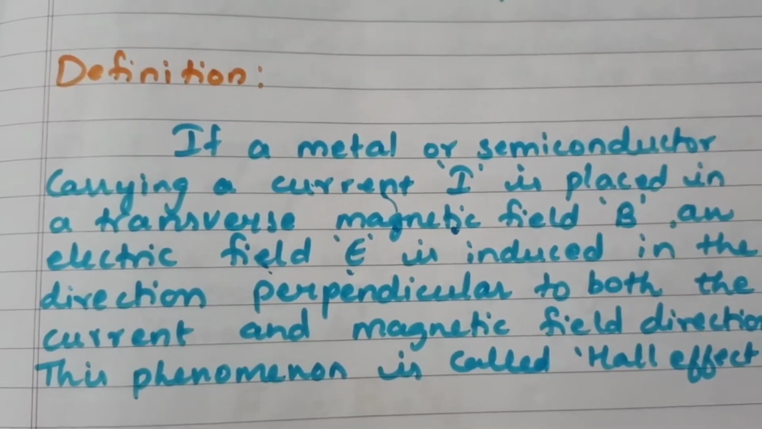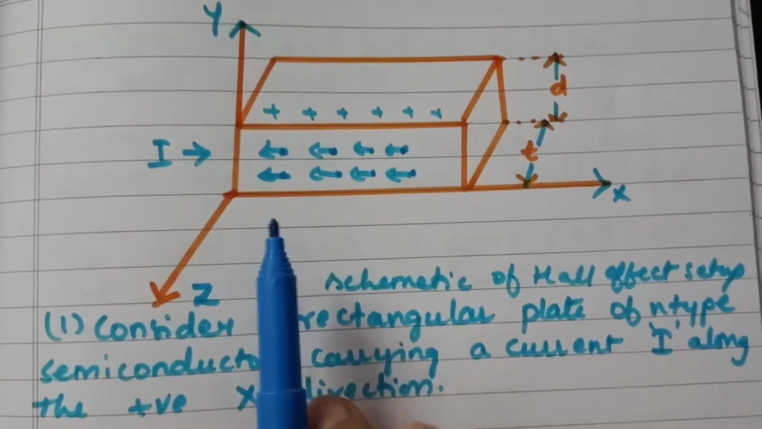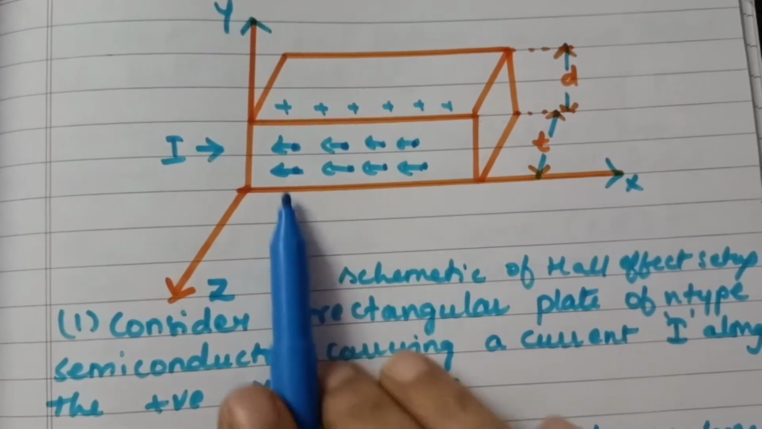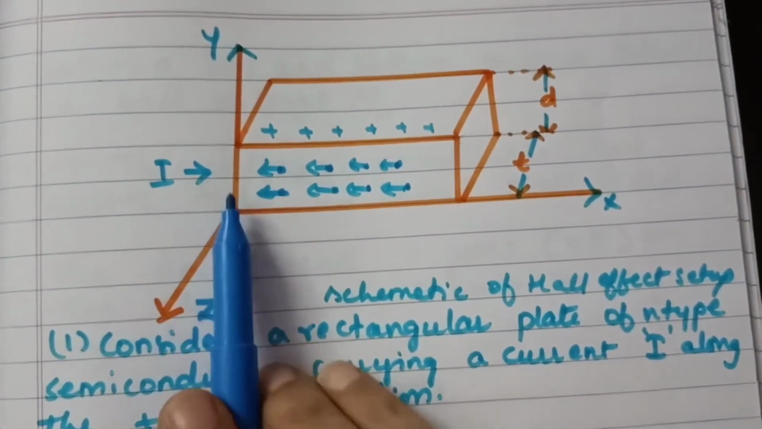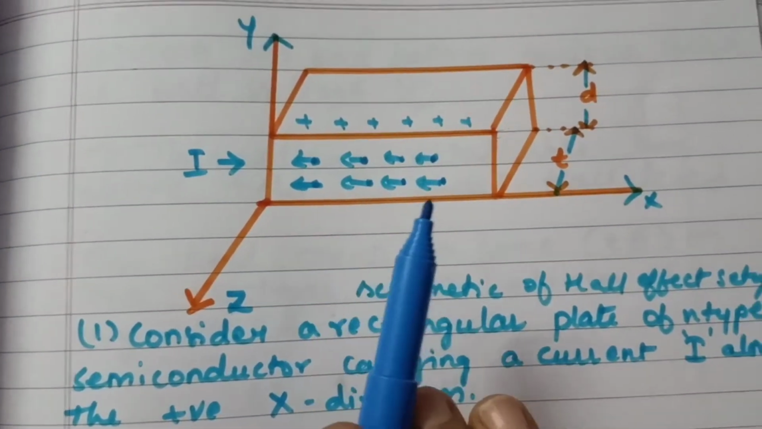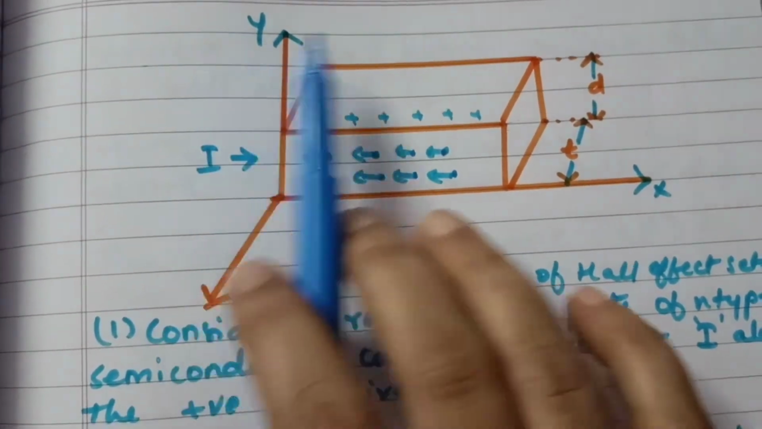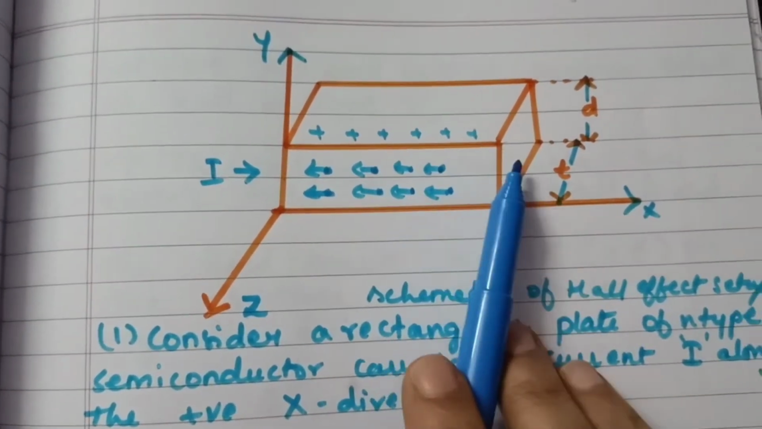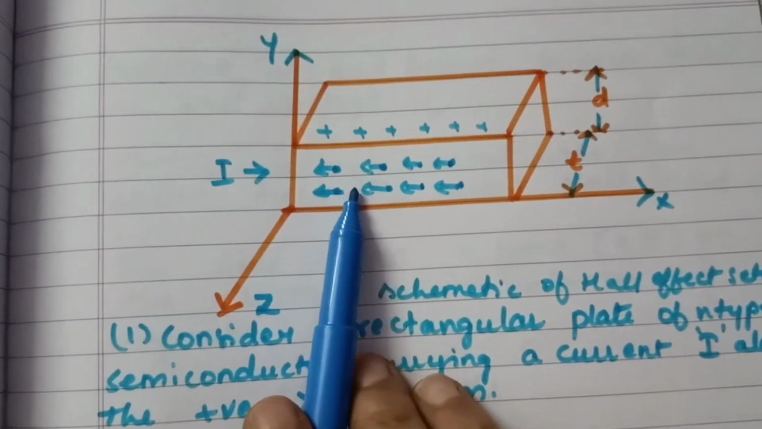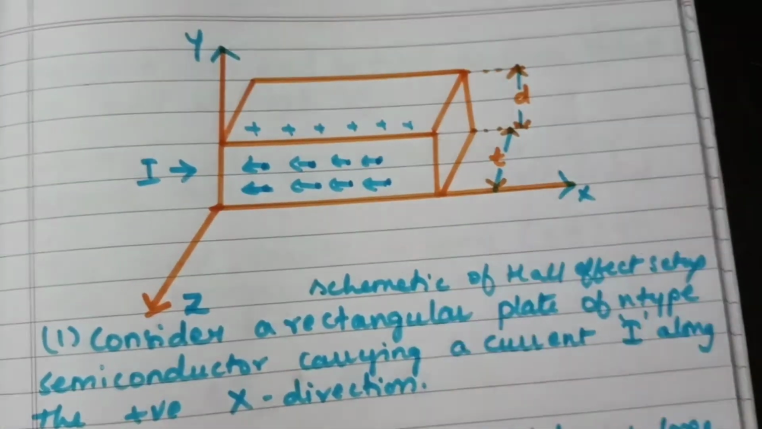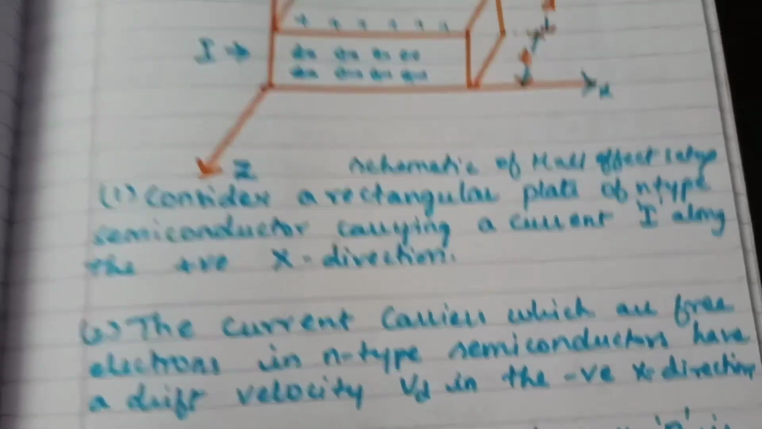Next, this is the diagram of the Hall effect, a schematic of the Hall effect setup. Suppose you are taking the XYZ plane, and this is a semiconductor. This rectangular plate, we consider it is made up of N-type. This is the current, these are the electrons, and this is the thickness. T is the thickness. Now we will see its derivation part.